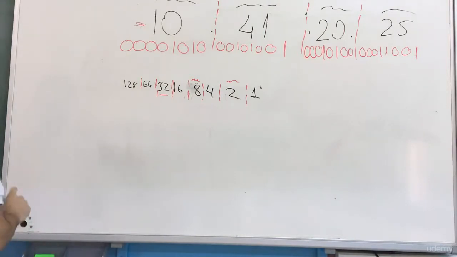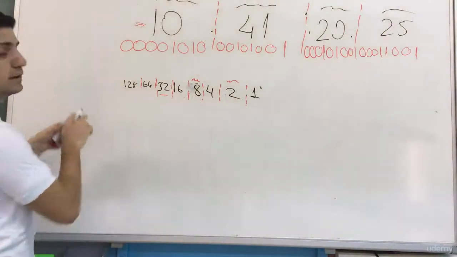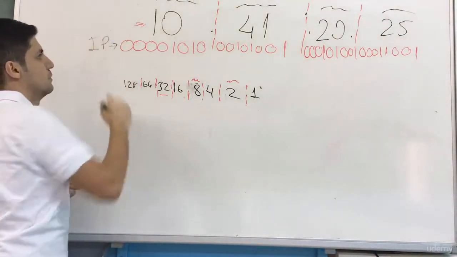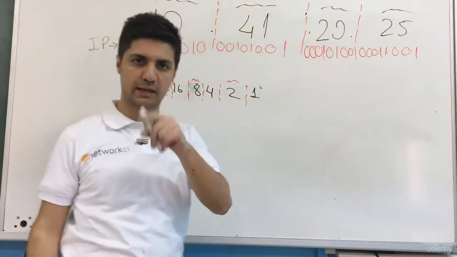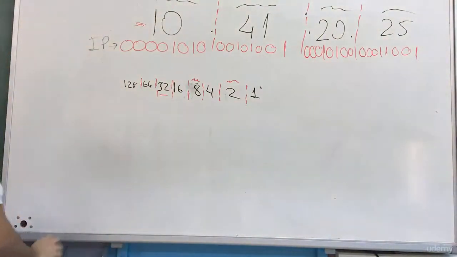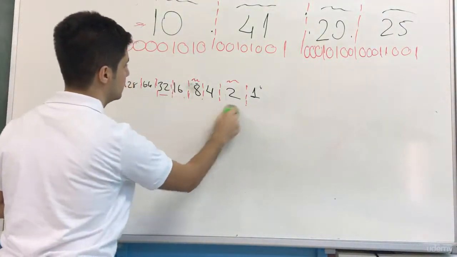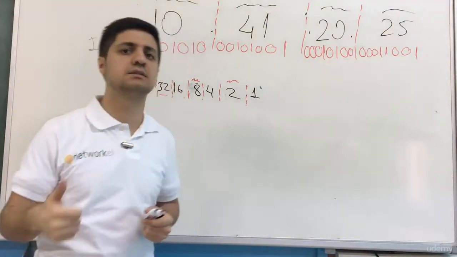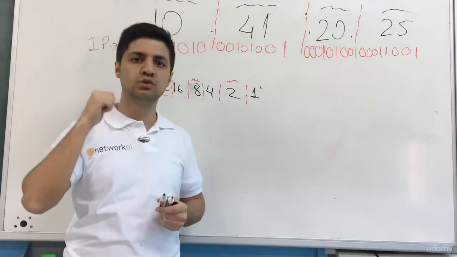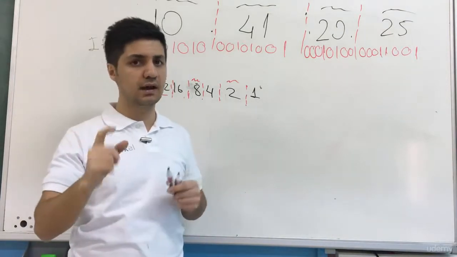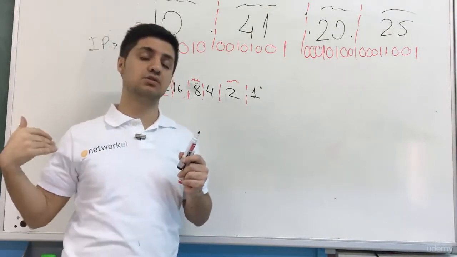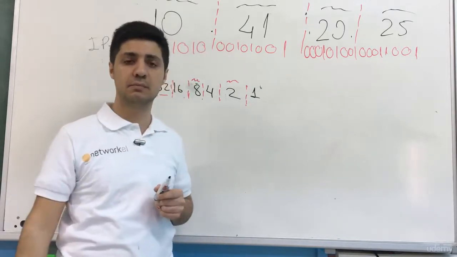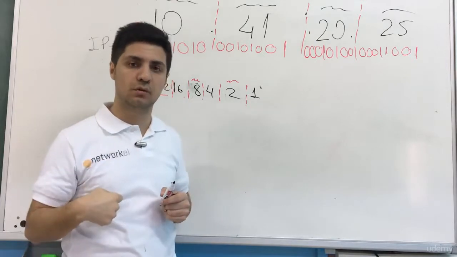This is the binary format of my IP address. All right, let's take a look at my subnet mask. If you remember, my subnet mask is 255, 255, 255, and 0. And I'm saying that I'm going to use 24 1 bits in my subnet mask and 8 0 bits.